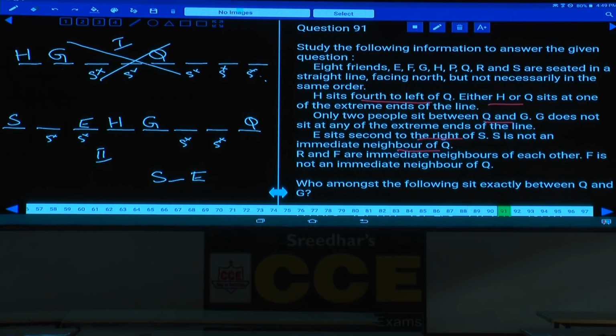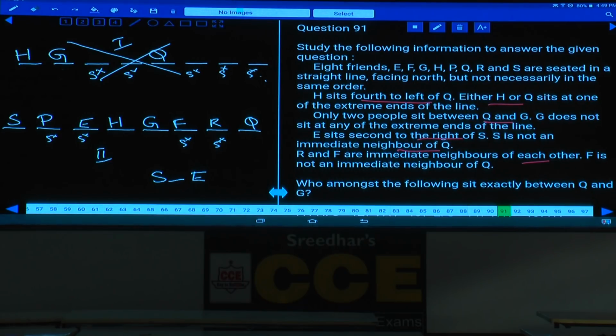Done with this? Then R and F are immediate neighbors of each other. F is not an immediate neighbor of Q. F is here, R and F are immediate neighbors, so R is here. Then who is the person left over? P is the person, P is here. S, what is the order? SP, EH, GF, RQ.